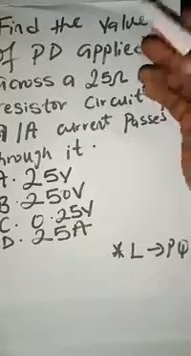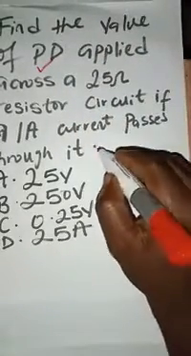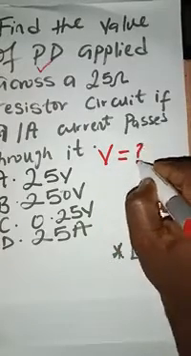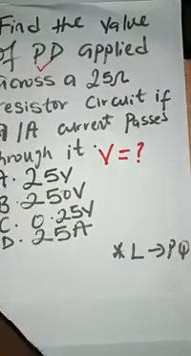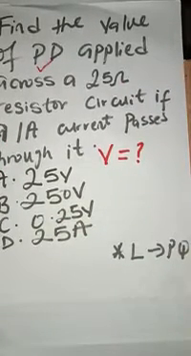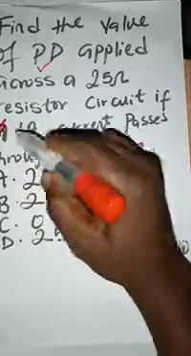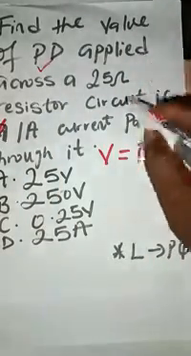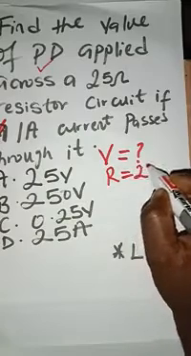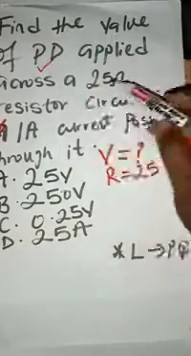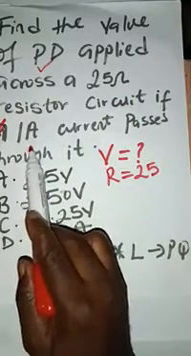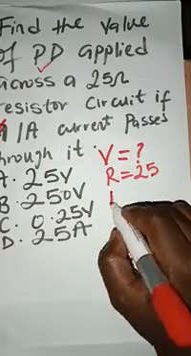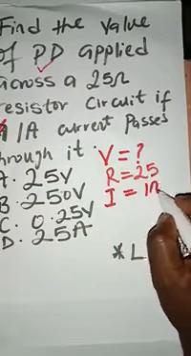You're supposed to be conversant with this. So find the value of the PD. You have been given that V is what you are looking for. PD is V, across a 25 ohm resistor. So R is equal to 25. Across a 25 ohm resistor circuit, 1 ampere current is passing through it. So I is equal to 1 ampere.